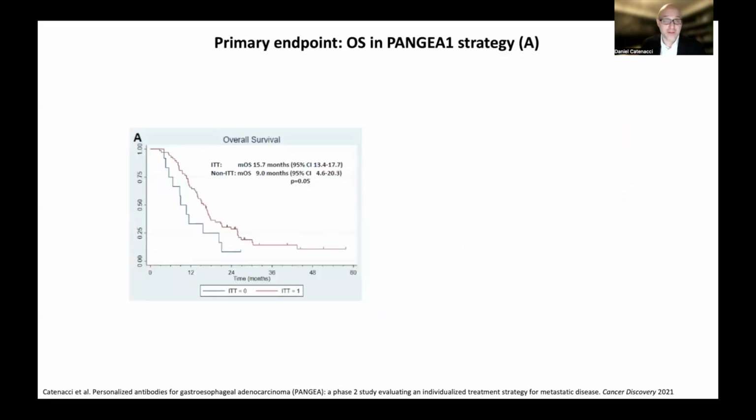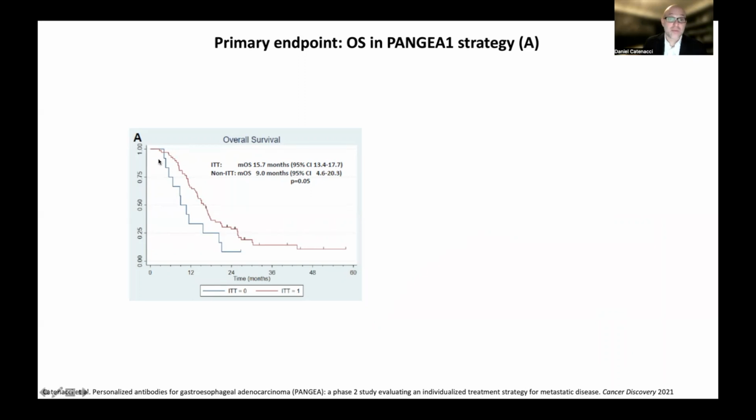The other thing, and the important thing, was did this improve outcomes compared to what we would have expected as a historical control? And the answer is yes. You can see here that those treated with the Pangea treatment strategy had a median overall survival of almost 16 months, as compared to the control arm, which would have been anticipated to be around 12 months.